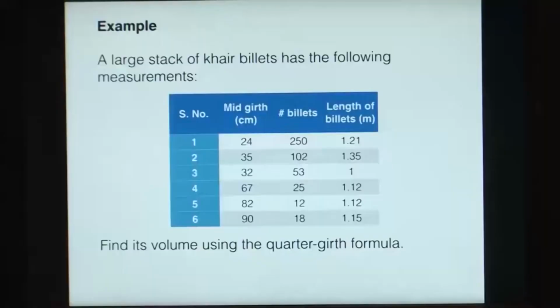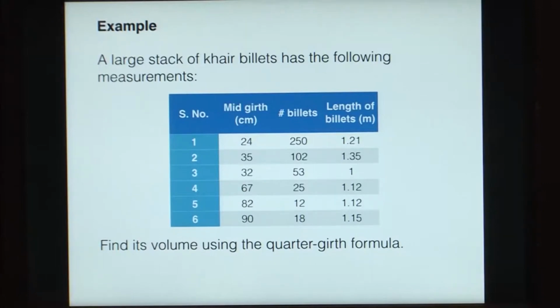So, let us now look at another example. A large stack of khair billets has the following measurements. What do we mean by billets? Billets means fuel wood when you have arranged it in a cuboidal fashion. So, essentially it is a stack of fuel wood. A large stack of khair billets has the following measurements.